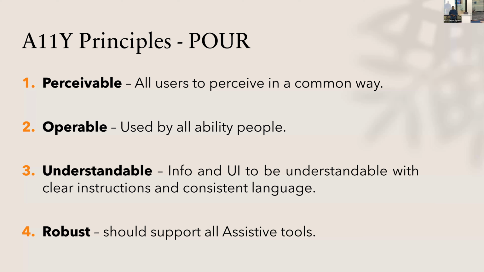I can understand differently, and you can understand differently. Can we have a common consistency, or common terminology, across the website or the application? Maybe you have heard that minimalistic design is the best approach to go, and many people are leaning towards that. Robust is about supporting every assistive technology.